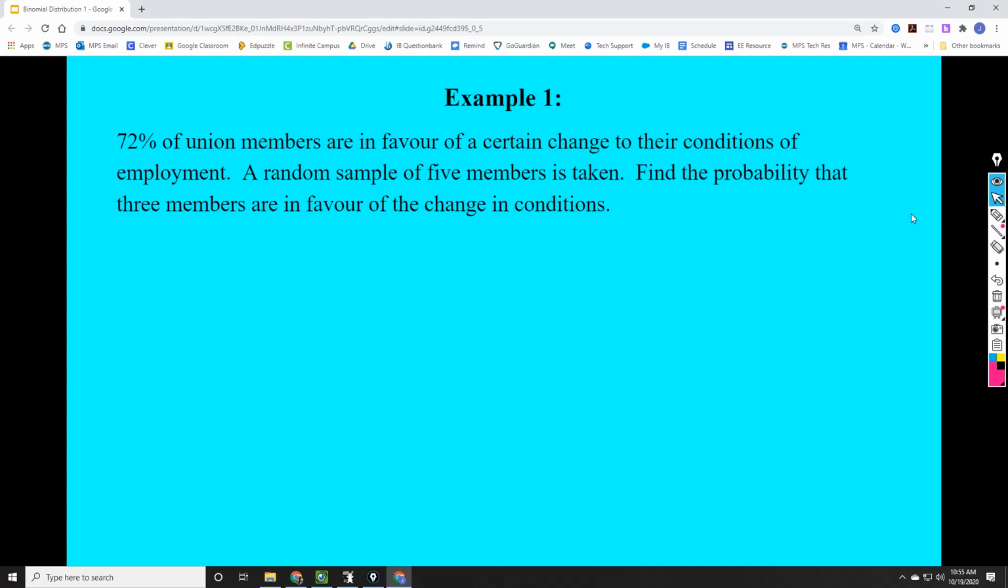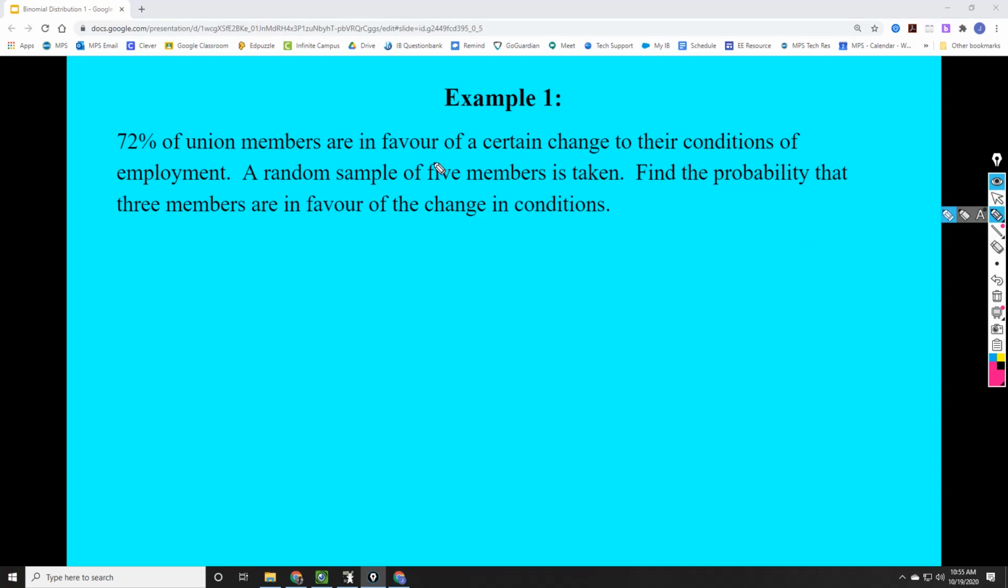So what we're going to start with now is looking at an example of a binomial distribution problem, much like we'll see in class. Then we'll try to bring some of those things we saw in the previous slides into light with this particular problem. It says 72% of union members are in favor of a certain change to their conditions of employment. A random sample of 5 members is taken. Find the probability that 3 members are in favor of the change in conditions.